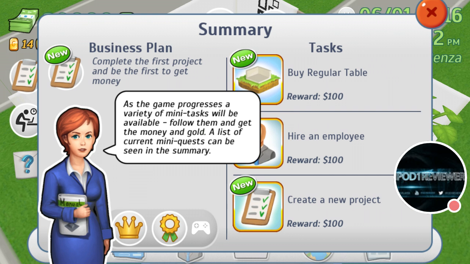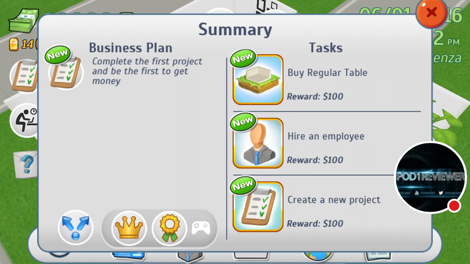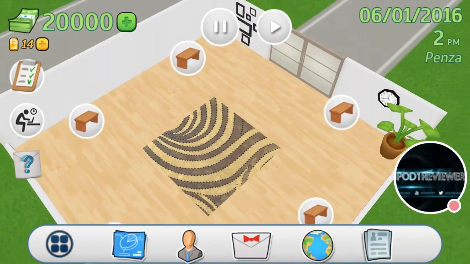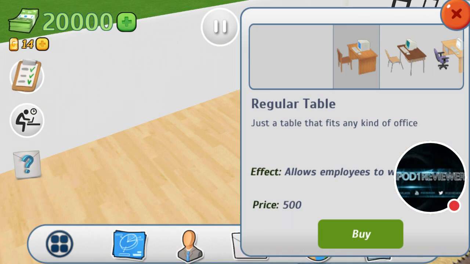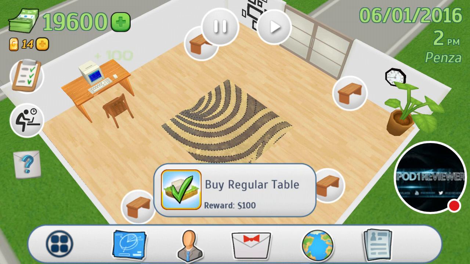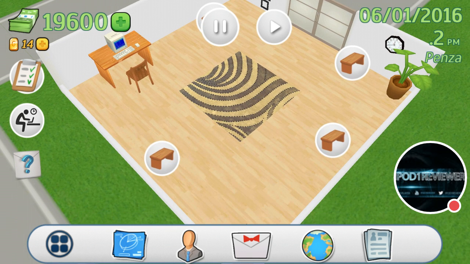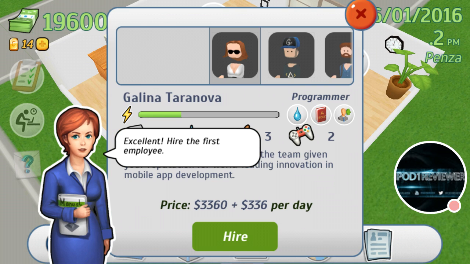All right, so we need to buy a table. Do we have enough money to do that? Oh no. Hire employees and create a new project. All right, so no extra room as far as I can tell. So I need to buy a table. How much money do I have? All right, so I bought a table. I need to hire folks. There's nobody to hire. Okay, there we go.